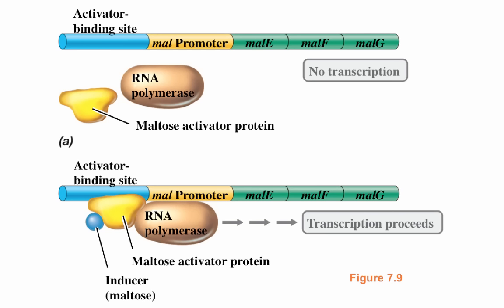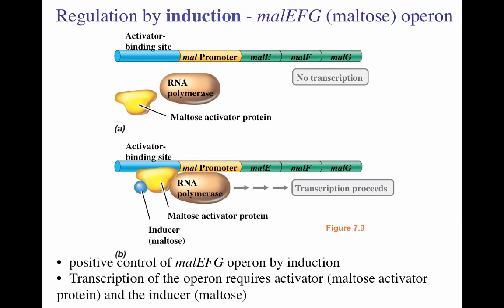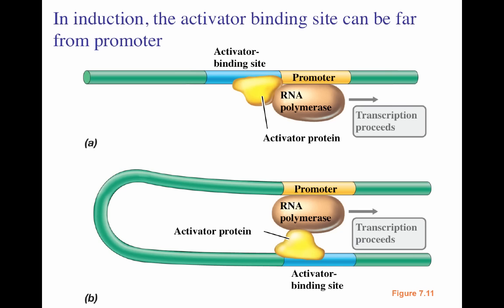However, when maltose is present, maltose functions as an inducer, so it's able to bind to the maltose activating protein, which can now recognize the activator binding site, and therefore it helps recruit the RNA polymerase to the MAL promoter, initiating transcription of the maltose operon. So it's a positive control mechanism mediated by maltose. So it requires the maltose activating protein, and it requires the inducer that is going to be maltose.